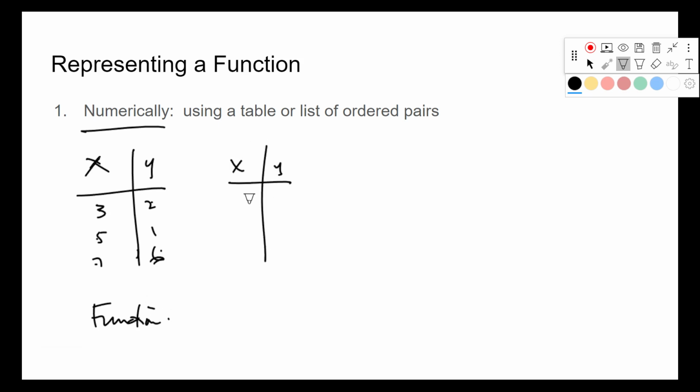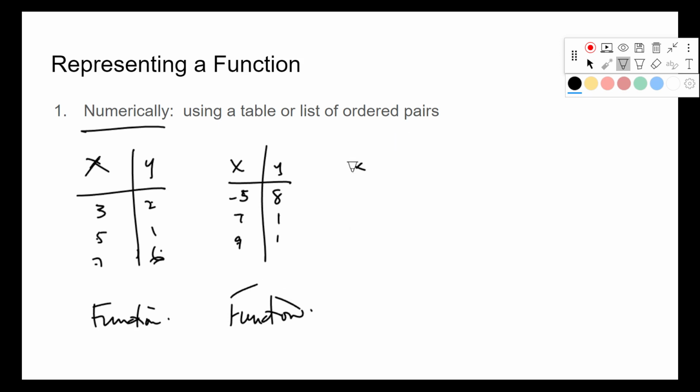Let's say I had a table that looks like this. -5, 7, 9, 8, 1, 1. Okay, that's also a function. This is definitely a function, right? Each person has their own height. Person 5 is 8 feet or whatever. Person 7 is 1 foot. Person 9 is 1 foot. Now, two people have the same height. That's okay. That is a function.